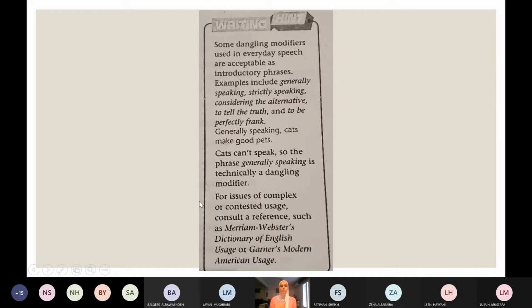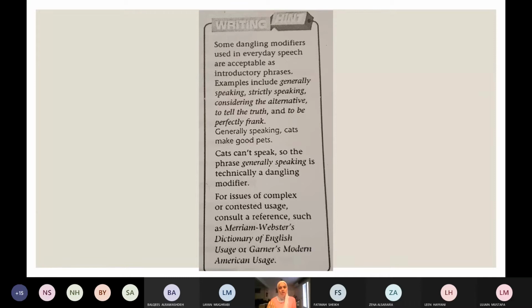Some dangling modifiers are used in everyday speech, when we talk. It is acceptable in introductory phrases like "generally speaking," then comma, and I say this sentence. Generally speaking, cats make good pets. Generally speaking is a word I say like "however." But because it is a participial phrase, it modifies cats. Of course, we know that cats cannot speak. It is a dangling modifier, but it is accepted while we talk.